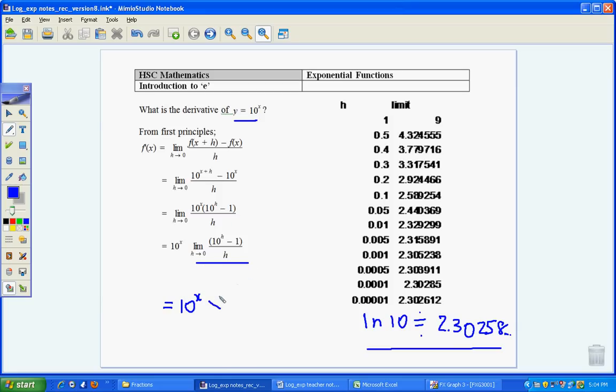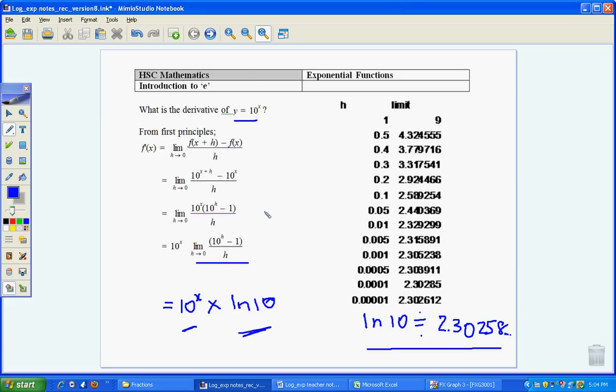So the derivative of 10 to the power of x is 10 to the power of x, which stays the same, times natural log of 10. That's where we get that. If it's y equals 2 to the power of x, the derivative would be 2 to the power of x times natural log of 2. The derivative of 3 to the power of x would be 3 to the power of x times natural log of 3. And that's how it works out.